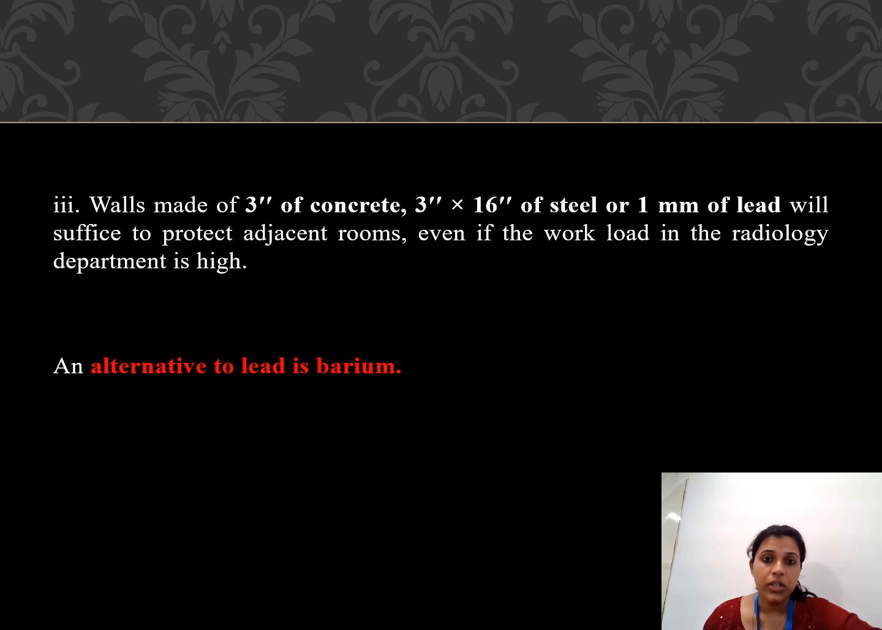And the wall should be made up of 2 inch of concrete or 3 inch to 16 inch of steel. And if lead is not there, alternative material is barium, and barium is selected due to its high atomic number, high density, and its high linear coefficient of attenuation.